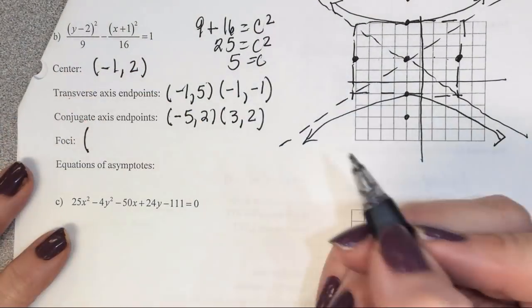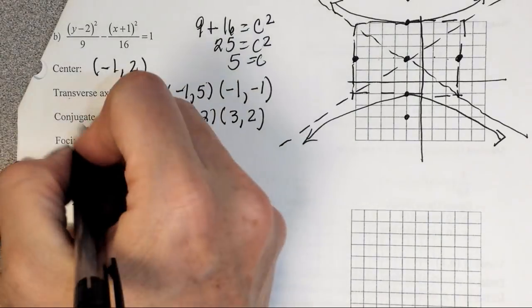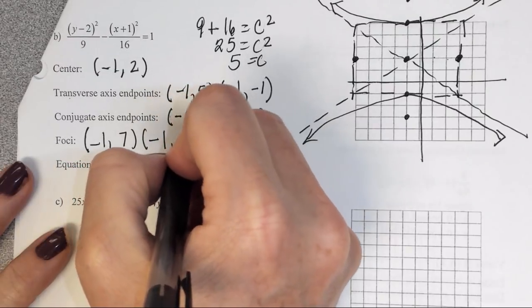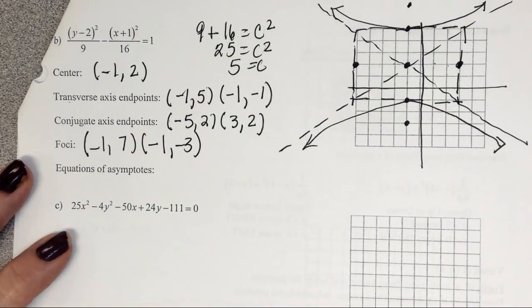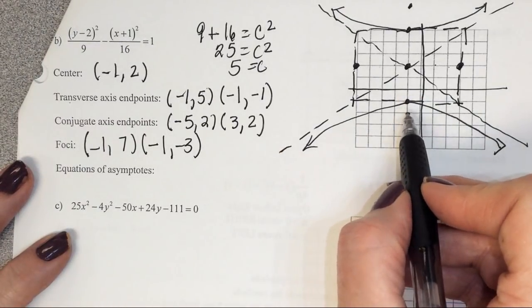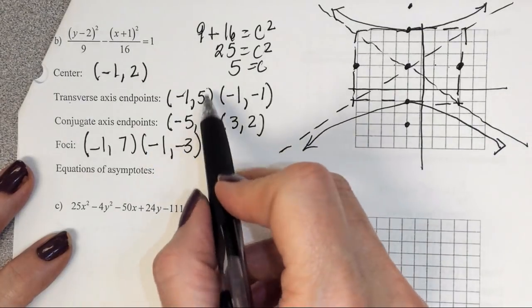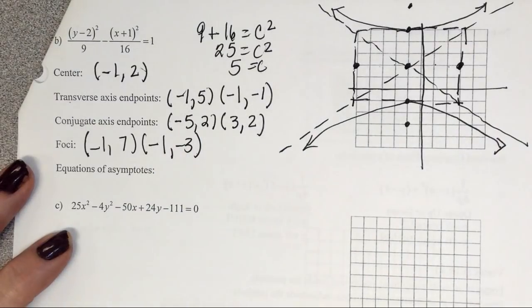All right. Who can tell me what those points are? -1, 7. And? -1, -3. Good. If you need to, you could count. You could just say, okay, -1, 1, 2, 3, -3. You can do it that way. I mean, I prefer you saying, oh, 2 + 5, 2 - 5, but.